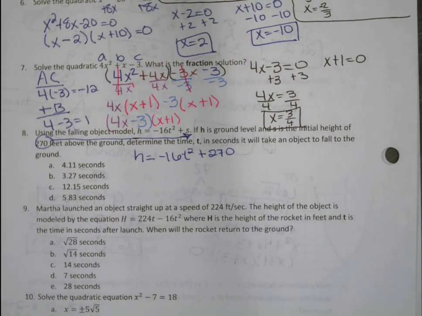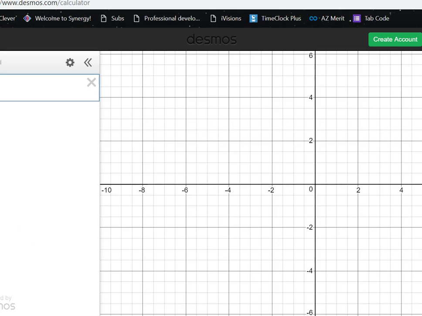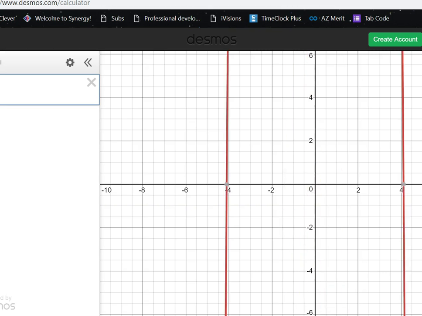Now I need to graph this one to find my answer. I'm actually going to go to Desmos to graph this one. So I'm going to type in my equation. Instead of h, I'm going to use y, and instead of t, I'm going to use x. So I have negative 16x squared plus 270. So if I take a look, it gives me 2 points where it's crossing. It's crossing here on the negative side and here on the positive side.